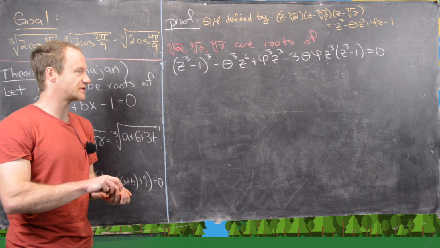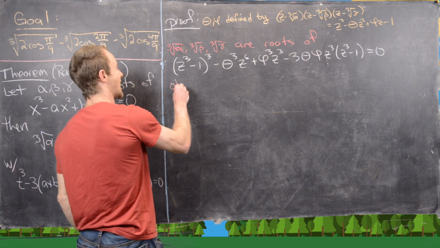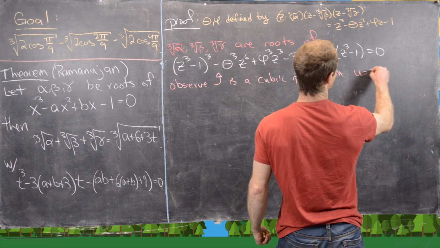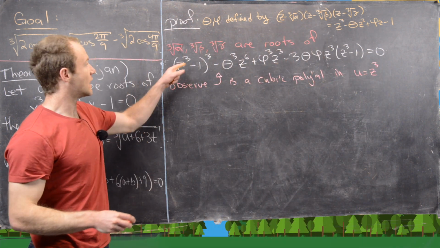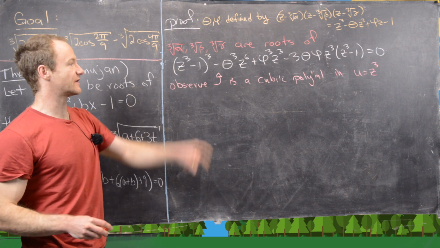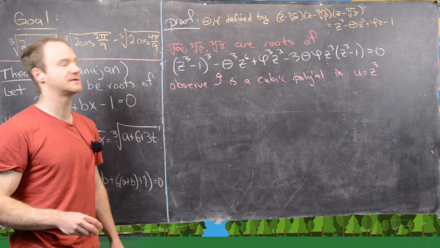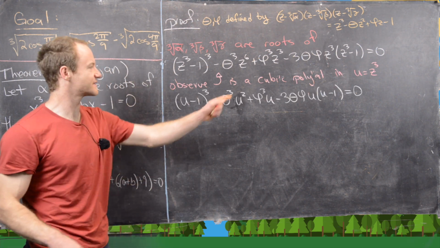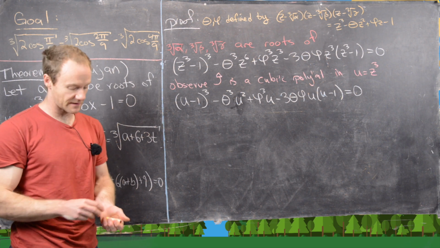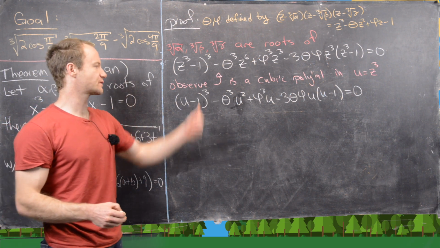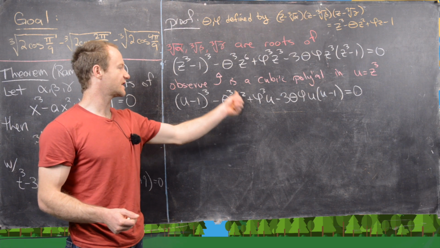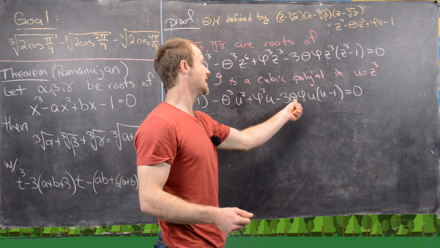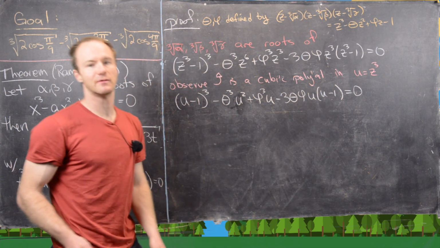Now, the next thing that I want to observe is that this is actually a cubic polynomial in a change of variable u equals z cubed. So let's go ahead and see what we get if we exchange all of the z cubes for u's here. So let's look at that real quick. Okay, so this gives us this cubic polynomial in the variable u. So we have u minus 1 quantity cubed minus theta cubed u squared plus phi cubed u minus 3 theta phi u times u minus 1.